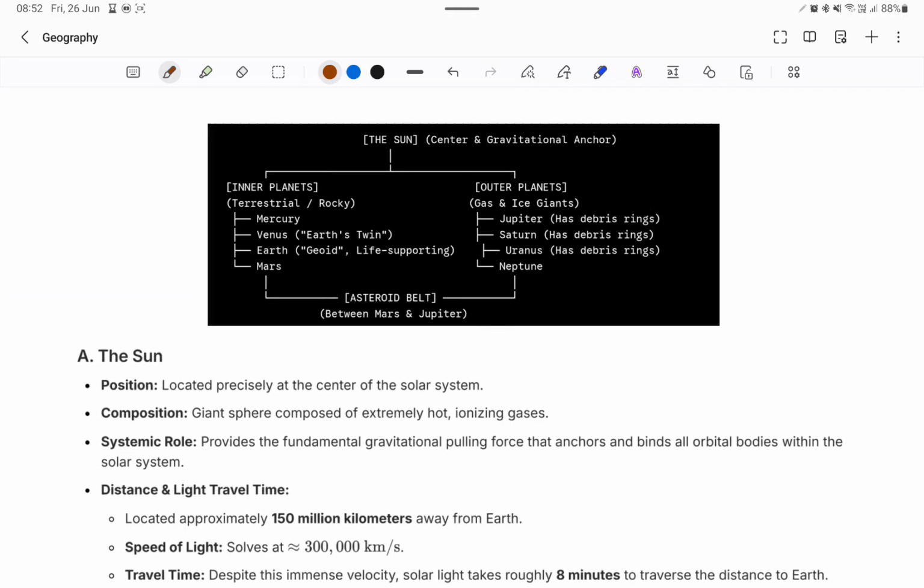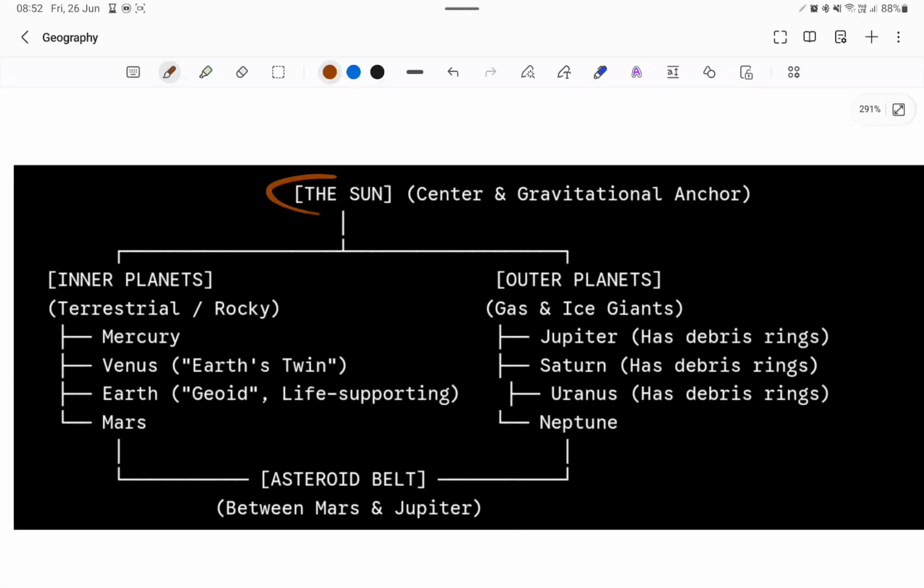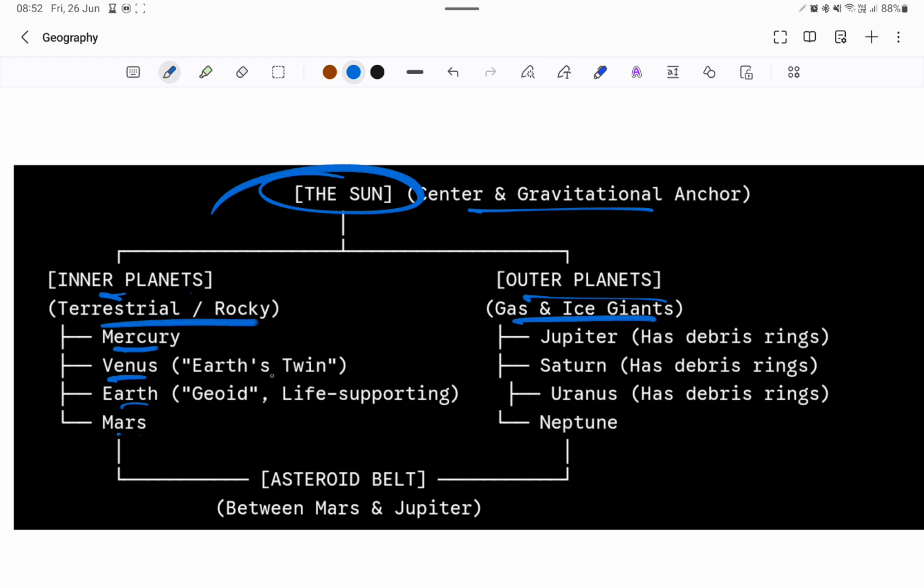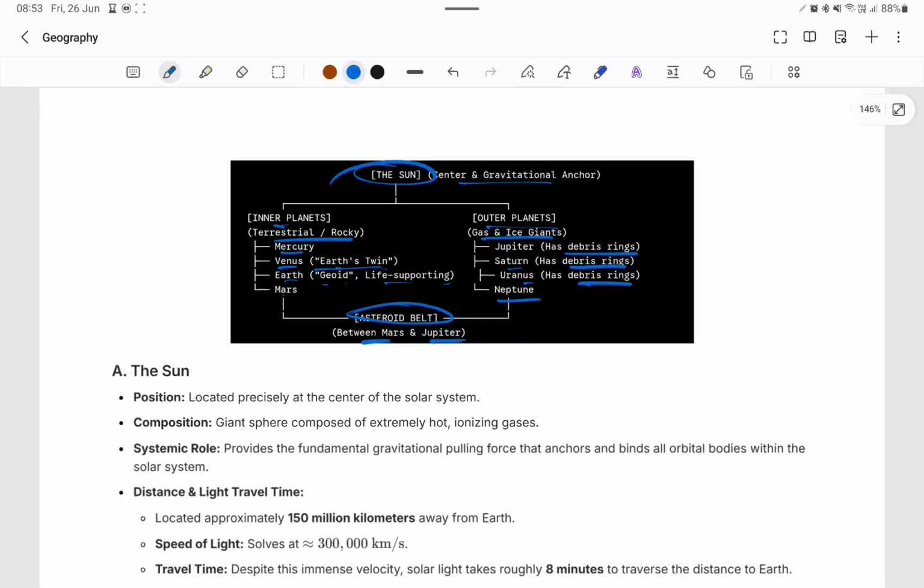That's called the solar system. Here we have the sun at the center as the gravitational anchor. There are inner planets and outer planets. Inner planets are terrestrial or rocky; outer planets are gas and ice giants. The inner planets are Mercury, Venus, Earth, and Mars. Venus is Earth's twin, and Earth is a geoid and life-supporting planet. Jupiter has debris rings, Saturn also has debris rings, and Uranus also has debris rings. Apart from that, there's Neptune, and between the inner and outer planets we have the asteroid belt, between Mars and Jupiter. That's it.